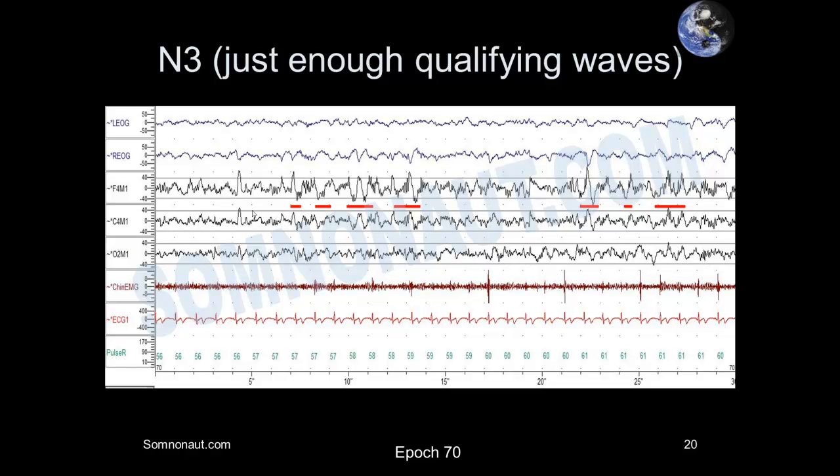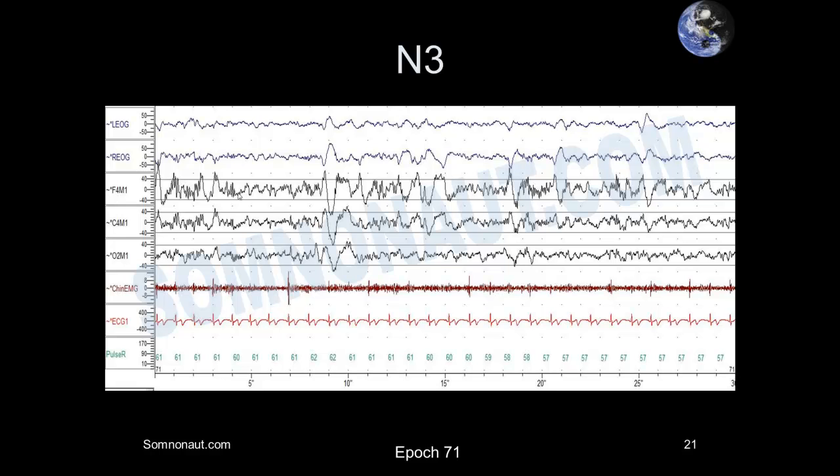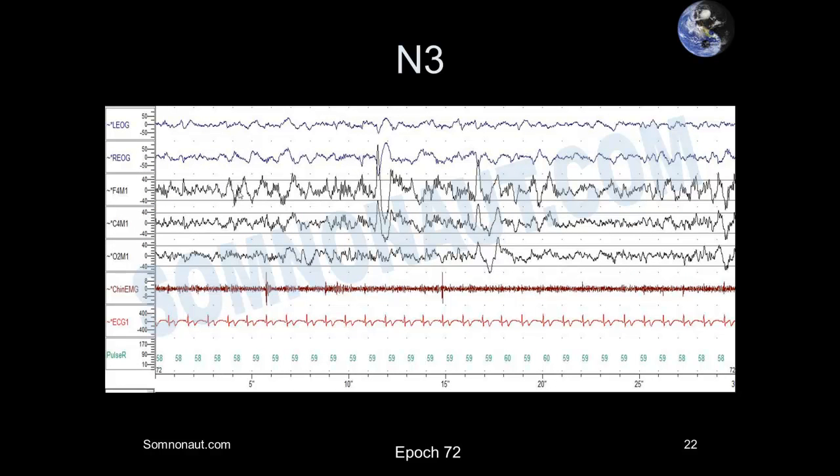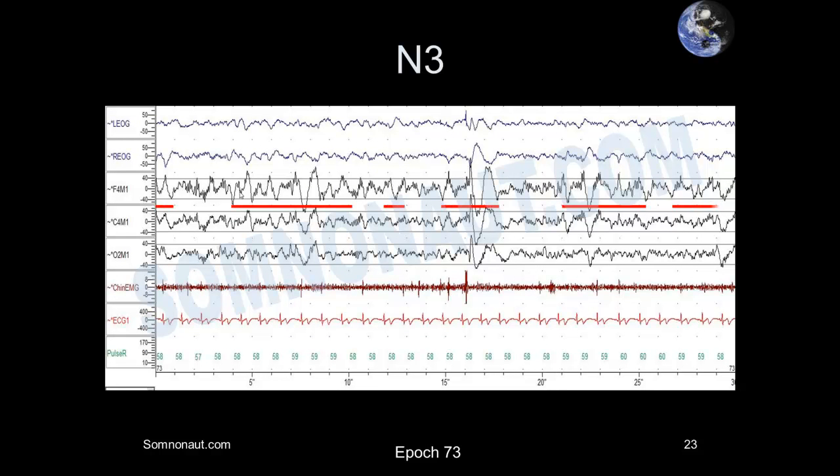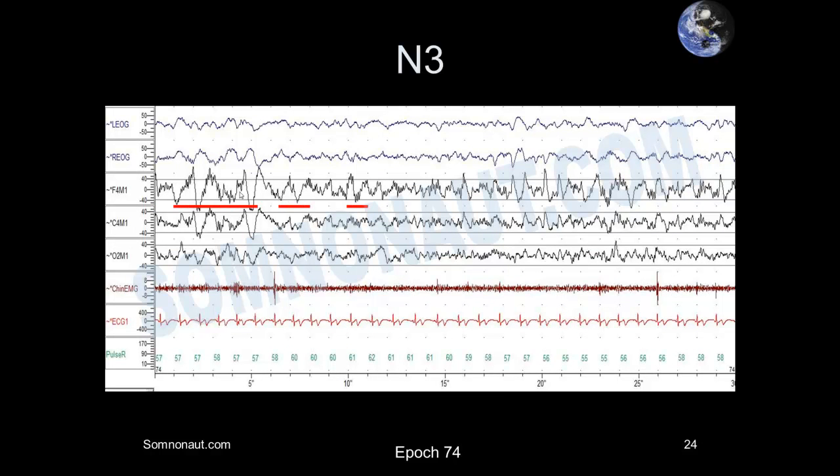What's interesting is that this one is actually not slow enough to qualify, since it looks more like a vertex wave. It comes back down to the same point, faster. I don't consider that to be a slow waveform. Here we have clear N3. Clear N3 again. We're almost at the end. Clear N3 again. Clear N3 again. And that's it.